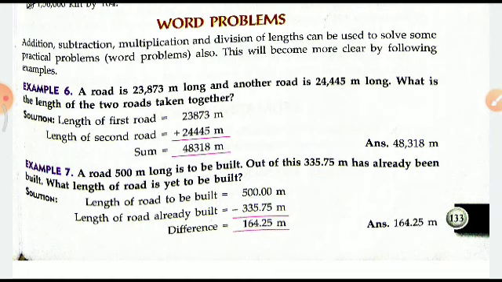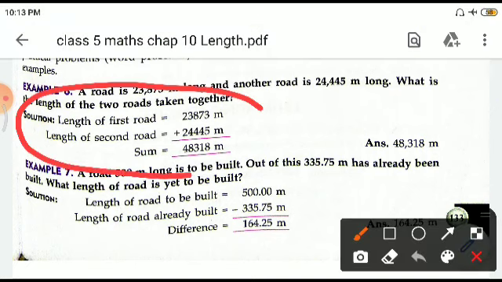See the first one, a road is 23,873 meters long and another road is 24,445 meters long, right? These are the two lengths. What is the length of the two roads taken together? See, simply we write the two road lengths and we just sum them up, right? See here, this is how we do it.